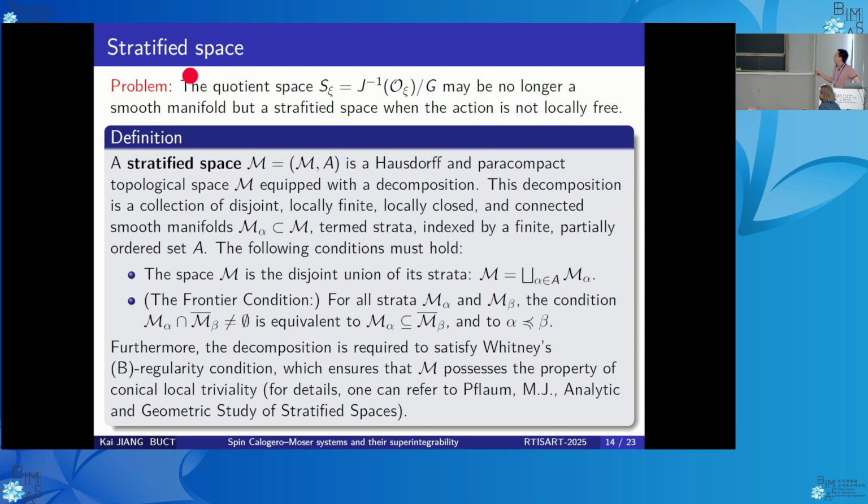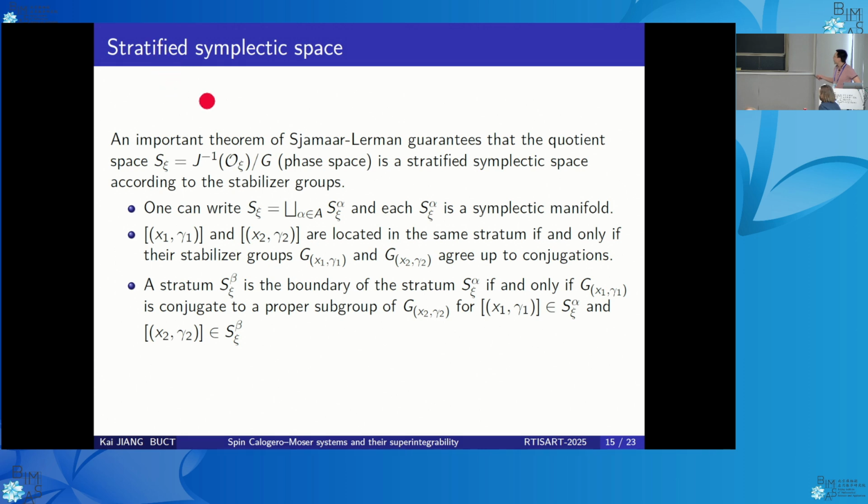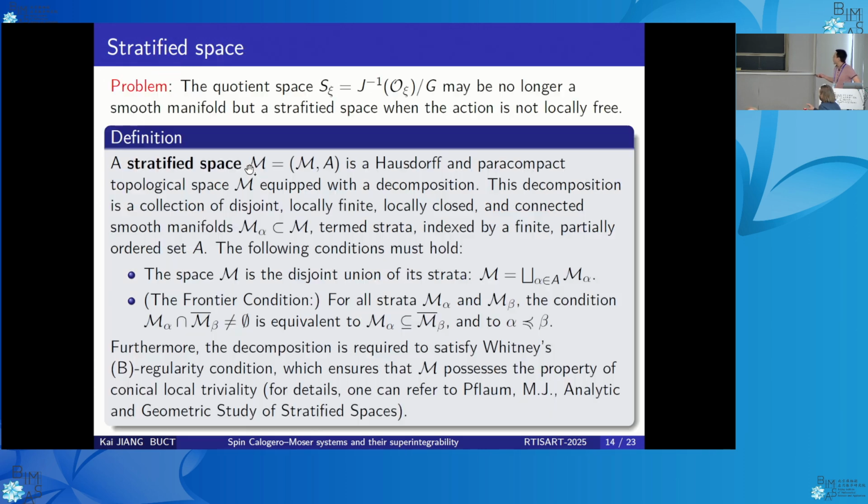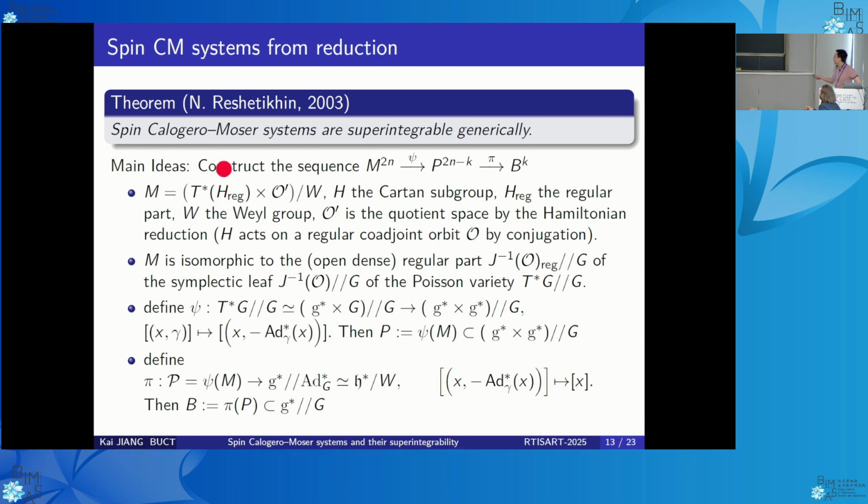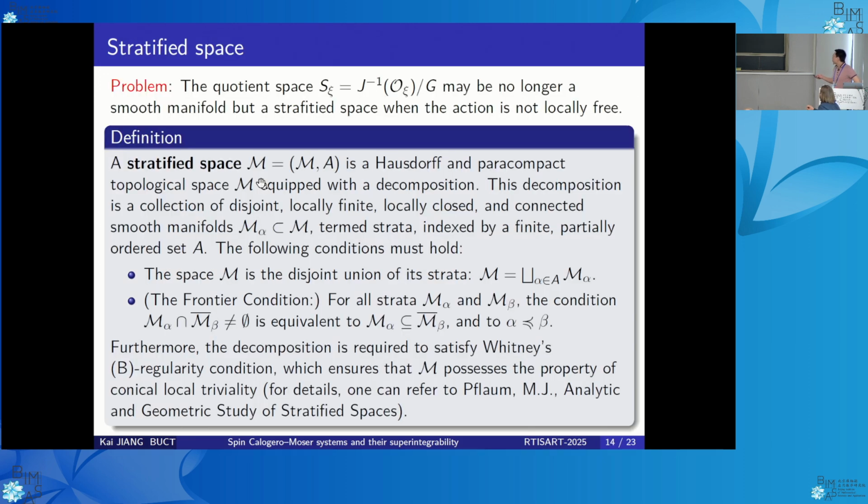So if we consider not the space isomorphic to this one, but directly the ordinary quotient like this, then the phase space is a stratified symplectic space. The stratified space is quite complicated. It is studied by many people, and there are some concrete definitions. But here I would like to say what a stratified space is.